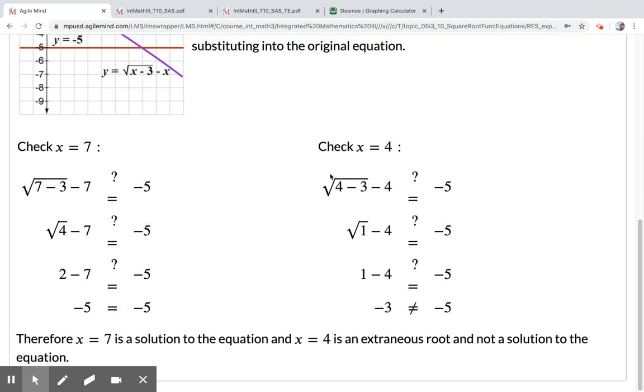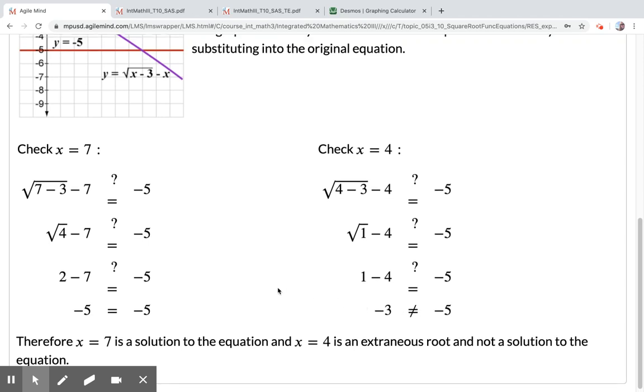But we said our other solution was 4. So 4 minus 3 is 1. Square root of 1 is 1. 1 minus 4 is a negative 3. It is definitely not negative 5. So x equals 7 is a solution, and x equals 4 is extraneous, and it's not a solution.